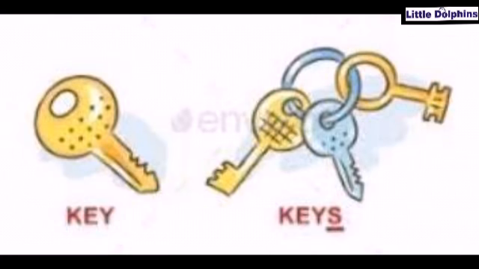Kids, here we can see one key or many keys. Keys, yes. Here also, we will use to write S for many things. Okay? As we can see in this second picture, there are more than one key. So, its spelling will be K-E-Y-S. We use to write S here to show many things. Right?